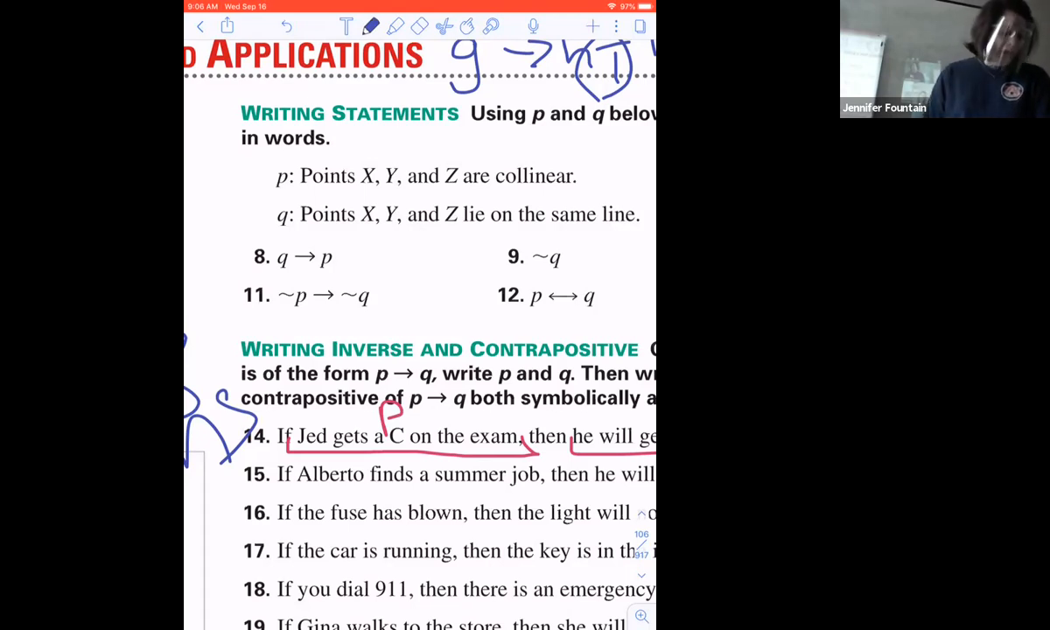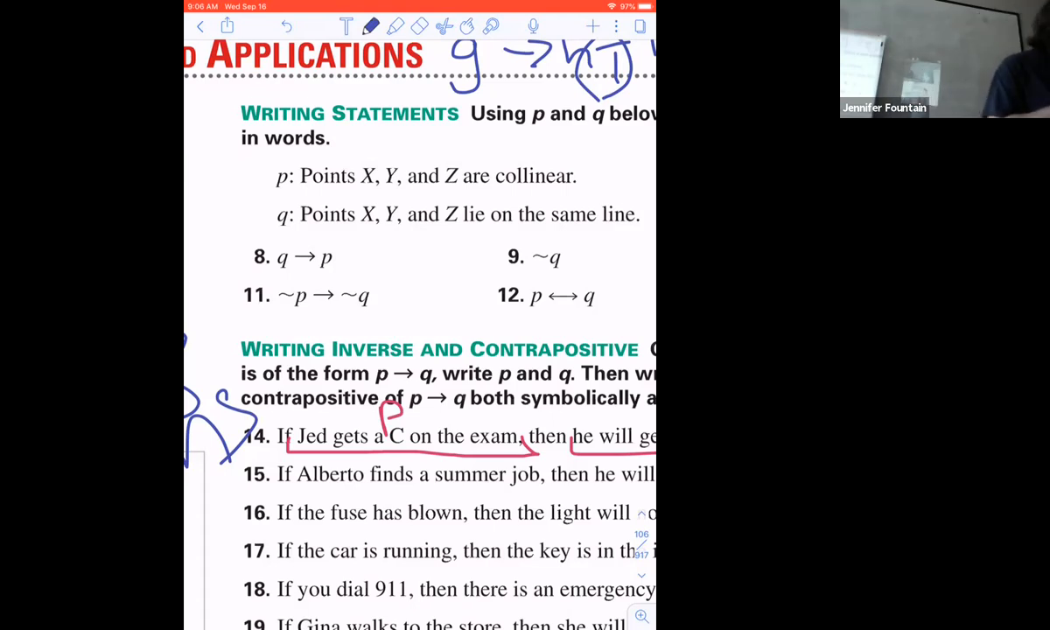Let's look at number 12. Number 12 has the arrows going back and forth. Do you remember what that one was called? It is a biconditional statement, and that was our if and only if statement. Remember that means that P then Q is true and Q then P is true as well. So that's our biconditional statement.